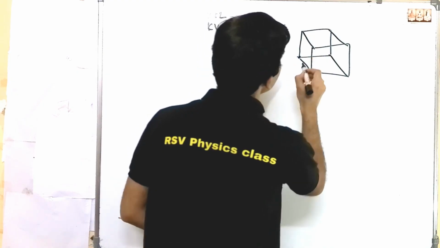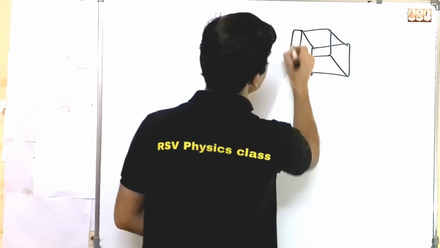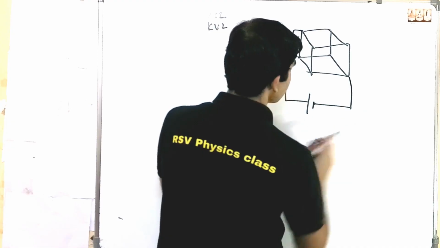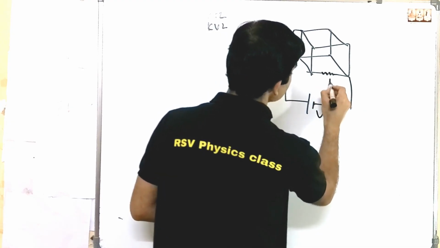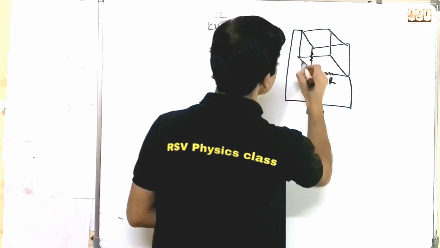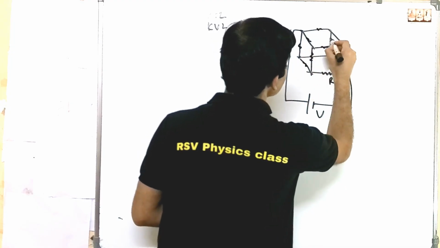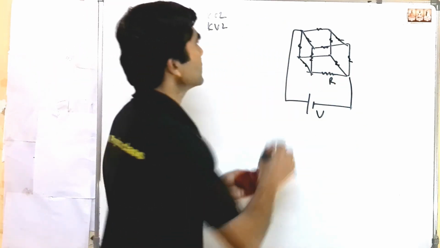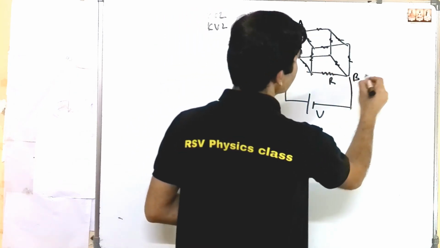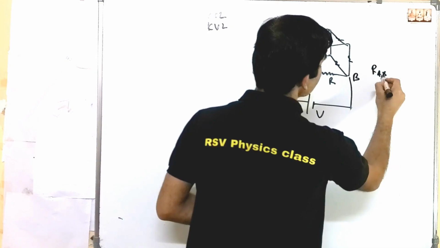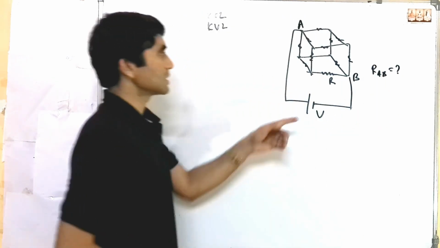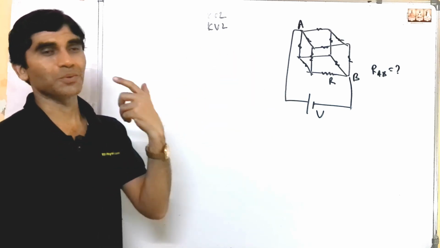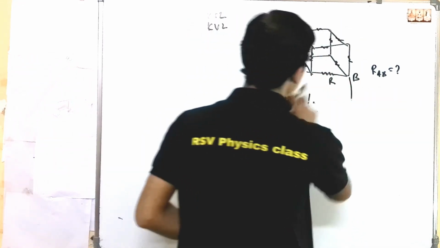So here this is connected to a battery. This is voltage V, and every resistance has resistance R, okay. This is resistance R, this is resistance R, this is resistance R, this is resistance R, resistance R, resistance R. So find the equivalent resistance between point A and B. So RAB, the equivalent resistance, how much is it? Using KCL and KVL you have to find how much resistance between this circuit. Okay, so this is homework for you.